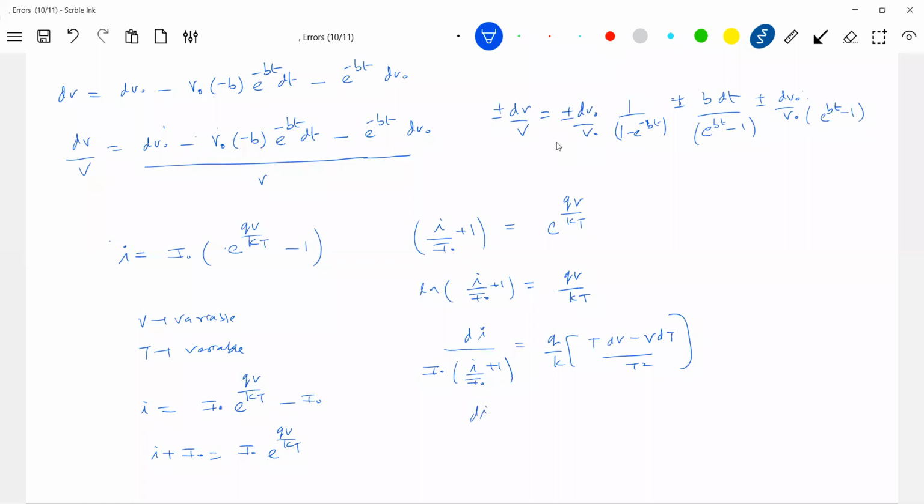So this will become dI. Further, it will become I plus I naught Q by K. This we shall write as dV by T minus V by T dT by T.